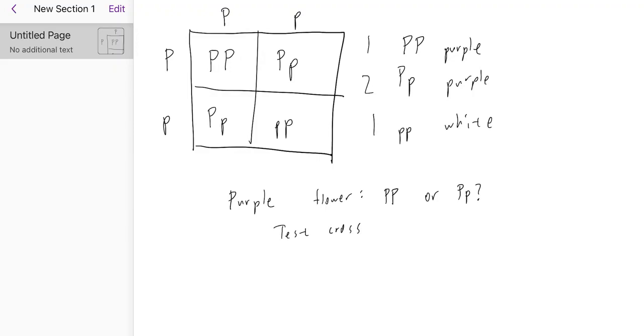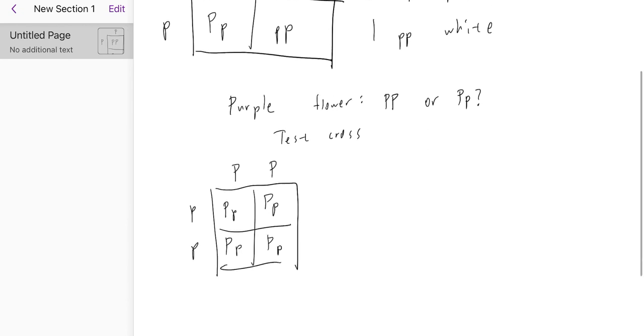But what if we have a purple flower, and we don't know whether it corresponds to the homozygous or heterozygous genotype? In that case, we can do a test cross. So we're going to take the situation where it's homozygous dominant, and we're going to cross it with a homozygous recessive. As a result, all of our offspring will be purple. So it's going to be a homozygous dominant purple flower.